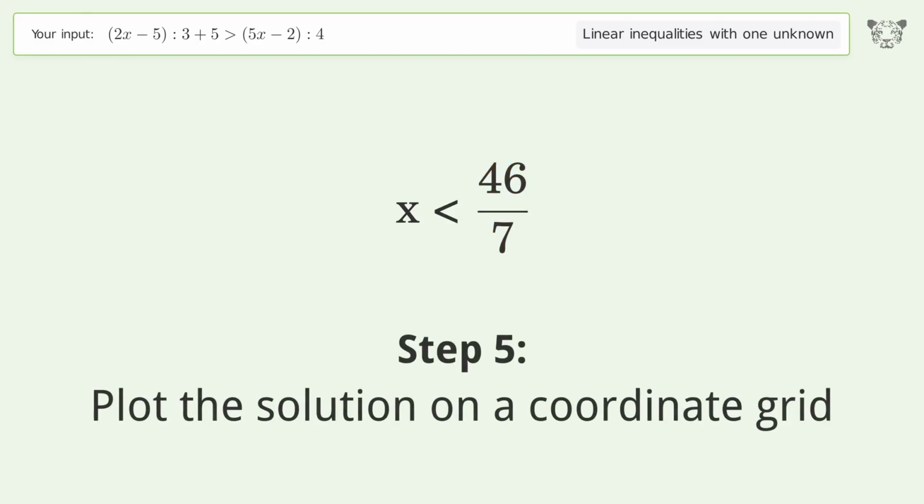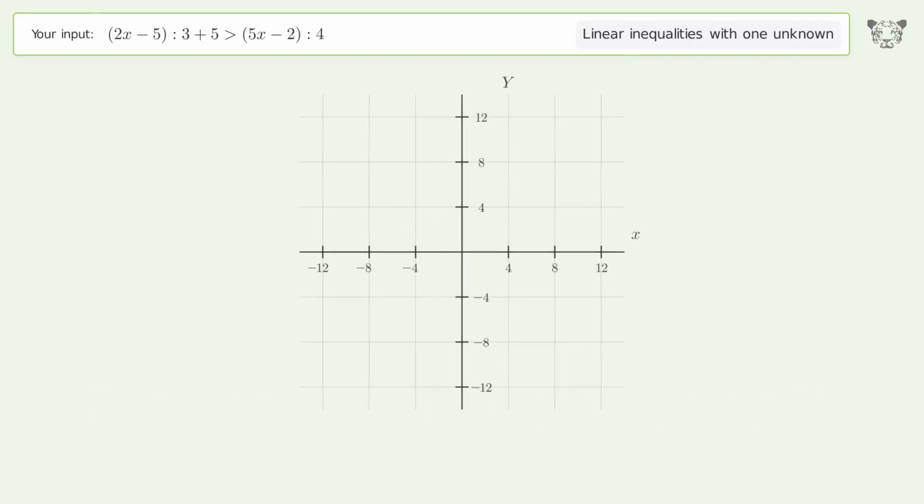Plot the solution on a coordinate grid. And so the final result is x smaller than 46 over 7 smaller than 64 over 7.